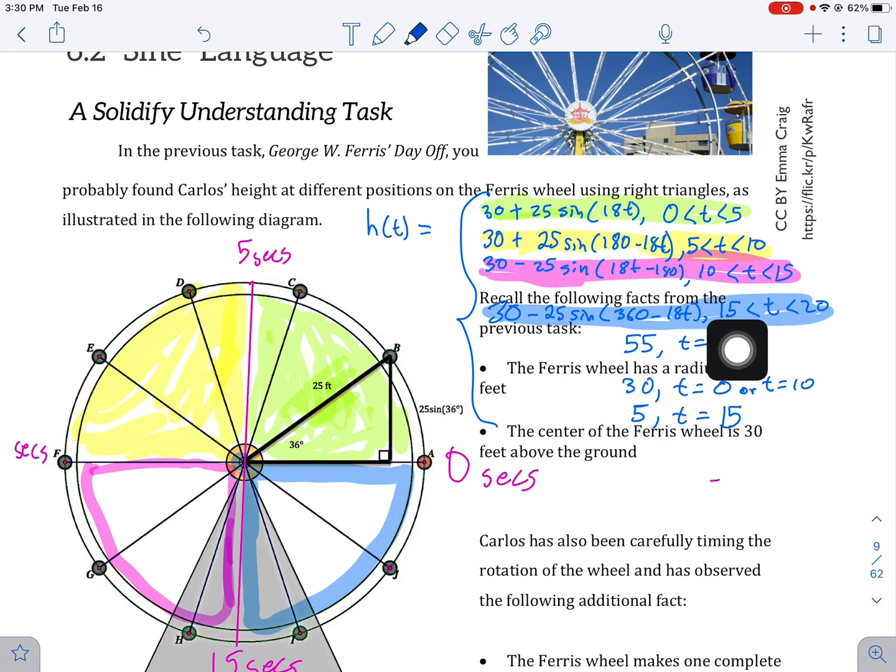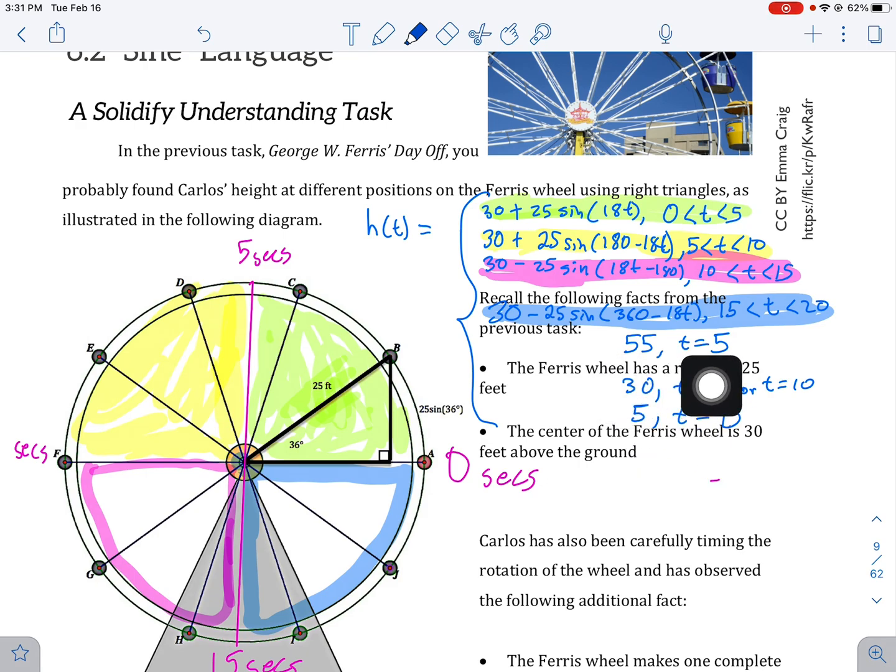And this one would be the case where you're in that fourth quartile over here, between 15 and 20 seconds. Now 18t is almost 360, so you're going to do 360 minus 18t, and that's going to give you an angle measure that is in that fourth quadrant. And you're also going to subtract the sine function because you're going to reduce the height.